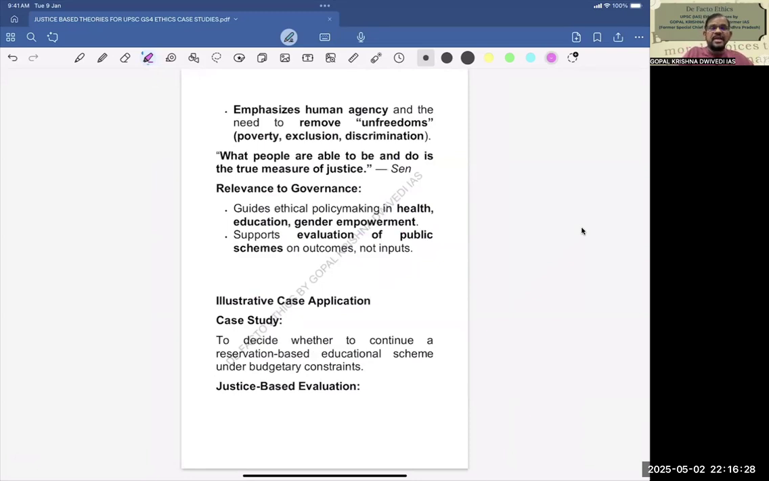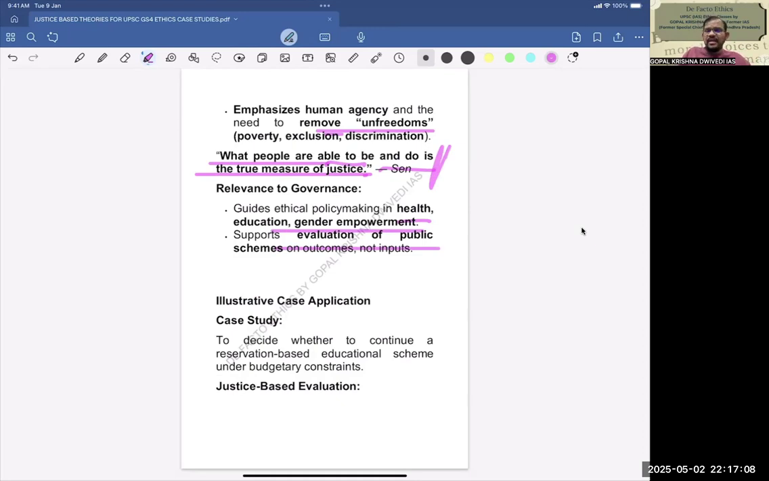He also emphasizes human agency and the need to remove unfreedoms. What is unfreedom? Poverty, exclusion, discrimination, illiteracy, all these are unfreedoms. So this we have to remove. He has given the statement, what people are able to be and do is the true measure of justice. This is Amartya Sen's philosophy, and it is very relevant to governance because it guides ethical policy making in health, education, gender empowerment. It supports evaluation of public schemes on outcomes, not on inputs.